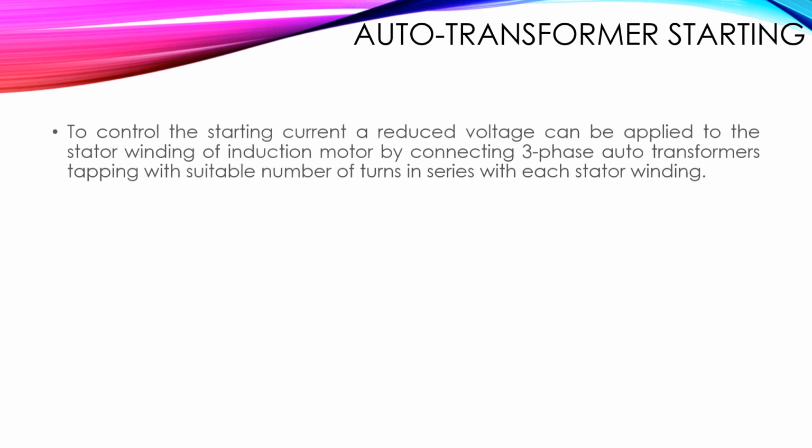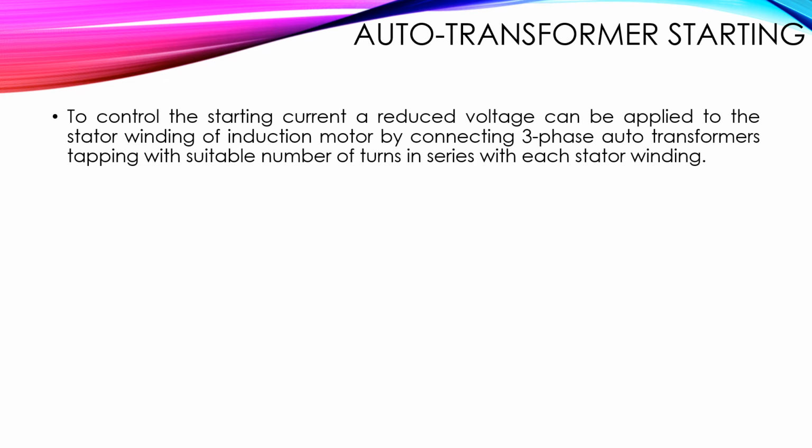Now the next starter is auto transformer starting. In this method also, to control the starting current, a reduced voltage can be applied to the stator winding of the induction motor by connecting 3-phase auto transformer tappings with a suitable number of turns in series with each stator winding. We know that in an auto transformer there are different tappings, right? And the tappings are what? The suitable number of turns can be selected. So by using the suitable number of turns, we can select the suitable voltage. Means what? We can reduce the applied voltage.